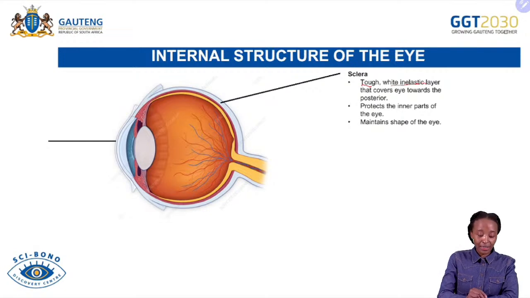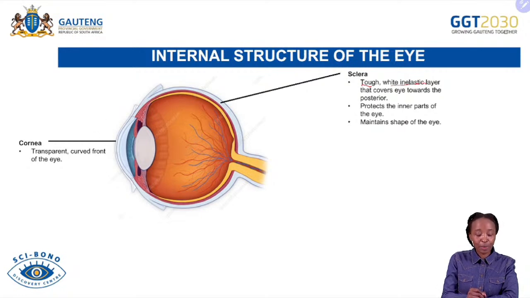Then this part, I said it's from the front to the back, and at the front of the eye we are still looking at the sclera, but we don't call it the sclera. It is now called the cornea. That is the front of the eye. Why is it the cornea? The cornea is transparent, so it's different from the rest, which is white and non-elastic.